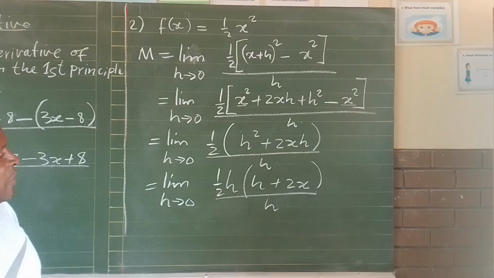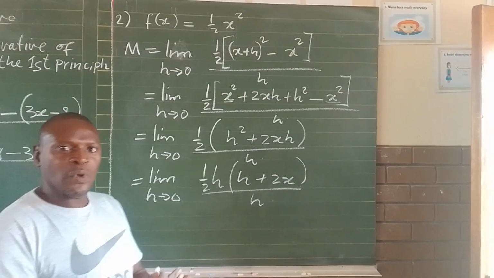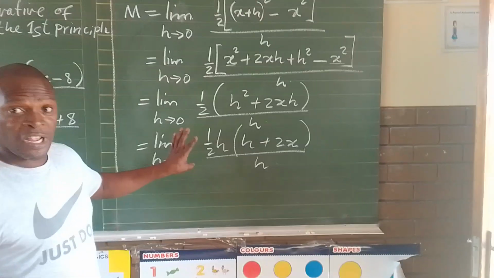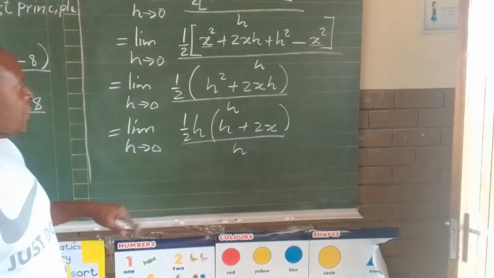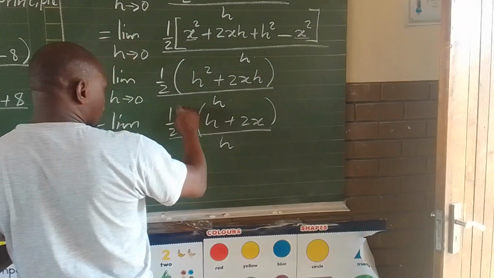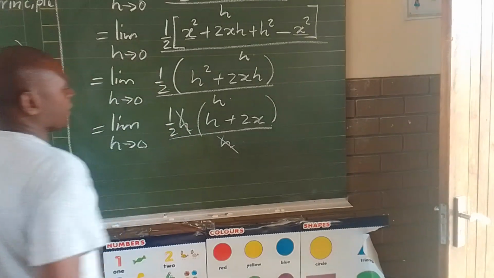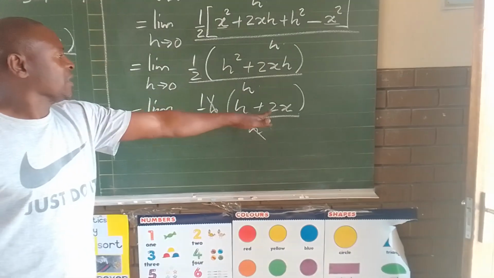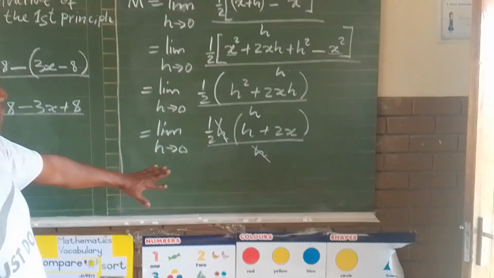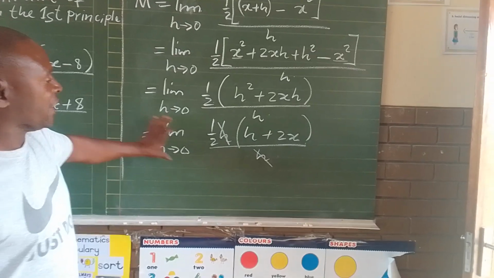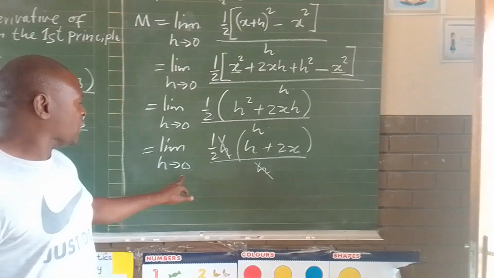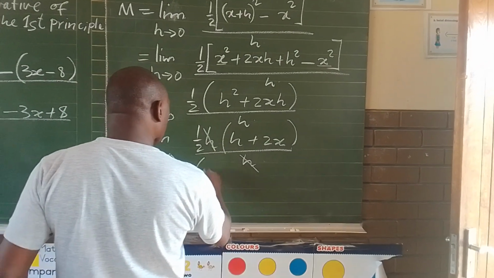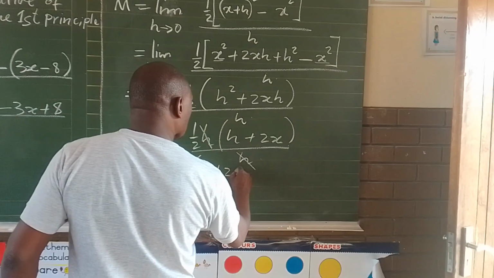Sometimes when you solve problems with mathematics, do not rush. Always go back and check if you have made any mistake, because mistakes are bound to happen in mathematical operations. Now our h cancel one another. We are left with half times h plus 2x. In this case, we can drop our limit and substitute h as 0, which is half into 0 plus 2x.